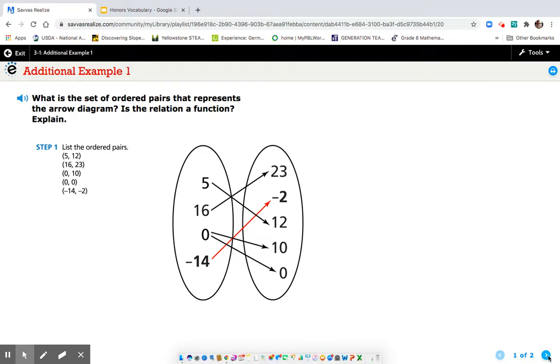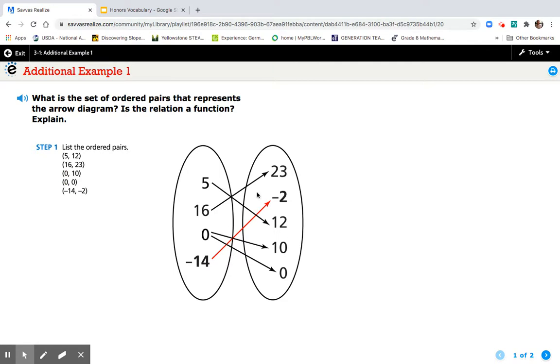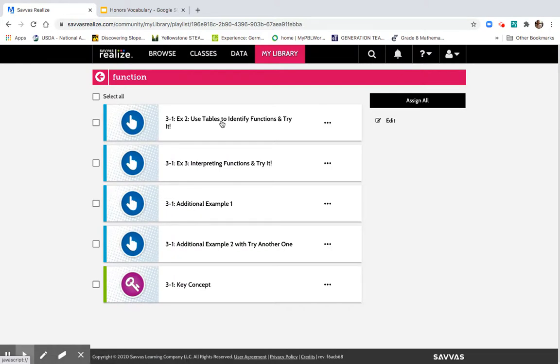Now, this is a non-example, right? And the reason why it's a non-example is because the ordered pairs have the same input. We see two zeros, right? But we have two different outputs. For it to be a function, for every input, there should only be one output. So we shouldn't see these double arrows here. So that was a non-example.